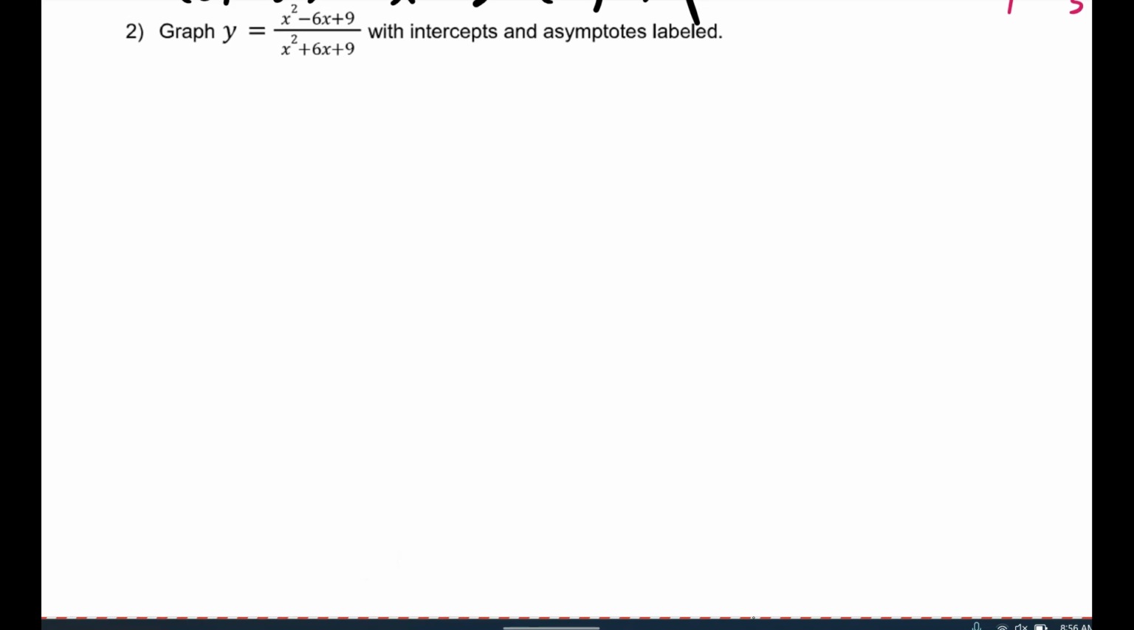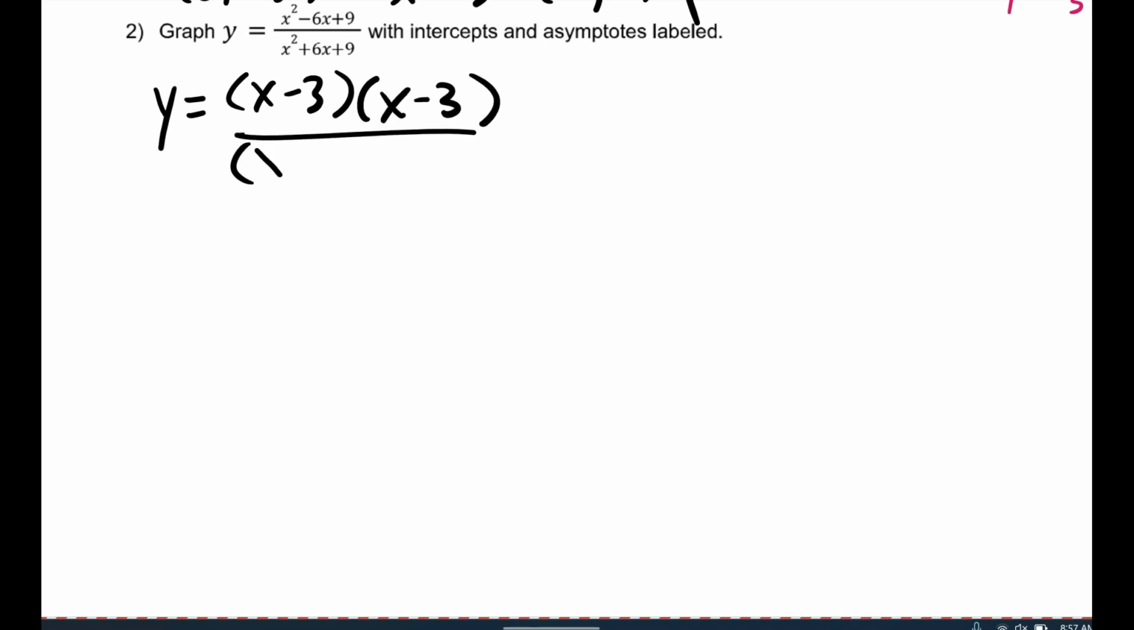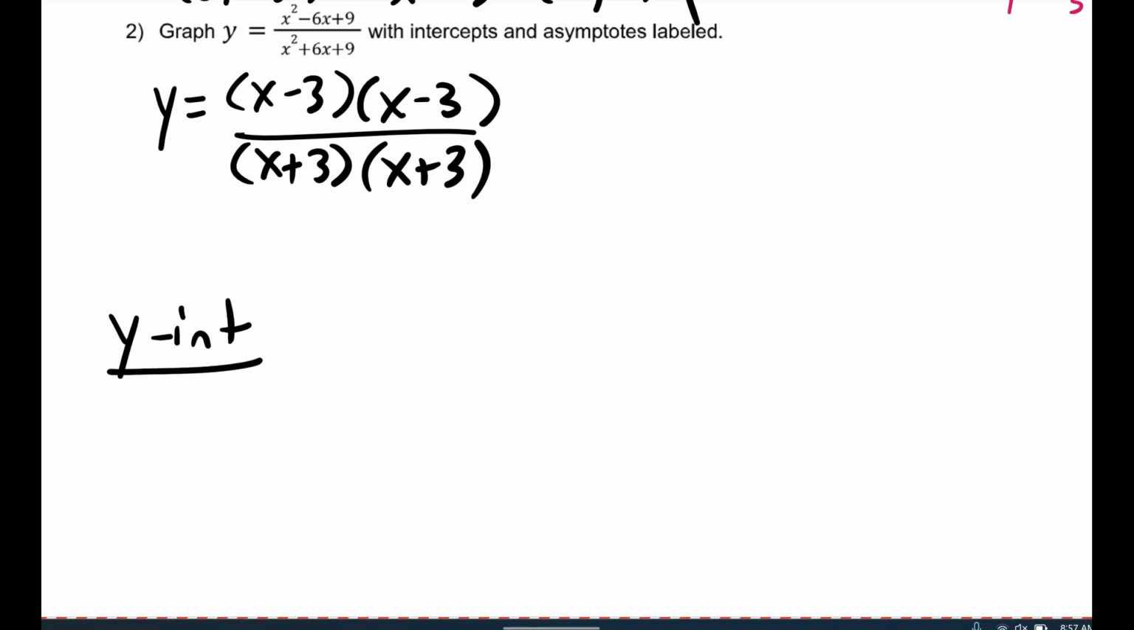For number 2, this is still a quadratic divided by another quadratic, but I'm still going to try to factor everything before I find my intercepts and my asymptotes. And both of these are just regular methods. I think the numerator is x minus 3 times x minus 3, and the denominator would be x plus 3 times x plus 3. Alright, so I'll do the same analysis for the y-intercept, x-intercept, and so on and so forth. For your y-intercept, I'm going to do this off the top of my head. Again, remember, everything that has an x in it, if I substitute in 0 for x, is going to go to 0.